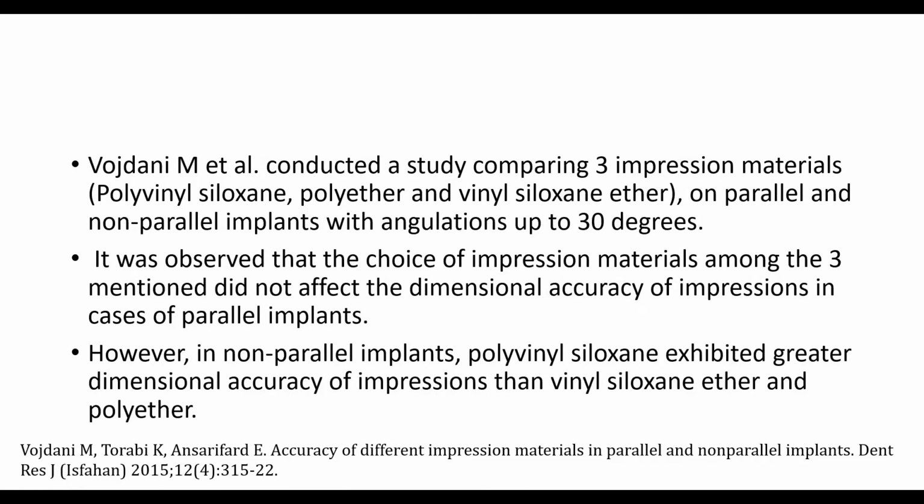Vojdani et al. conducted a study comparing three impression materials, that is polyvinyl siloxane, polyether, and the newly developed vinyl polysiloxane ether, on parallel and non-parallel implants with angulation up to 30 degrees. In this study, he observed that the choice of impression material among the three mentioned did not affect the dimensional accuracy of the impression in case of parallel implants. But in case of non-parallel implants, polyvinyl siloxane exhibited greater dimensional accuracy of the impression when compared with polyether and vinyl siloxane ether.